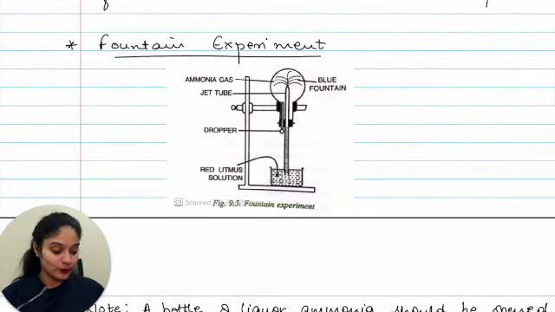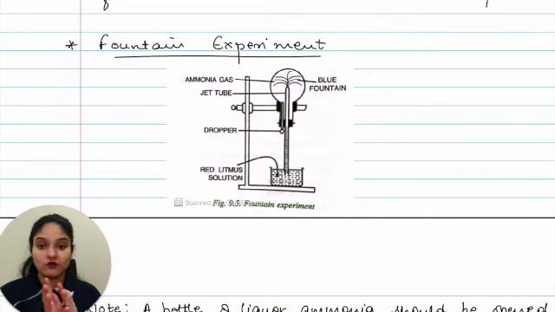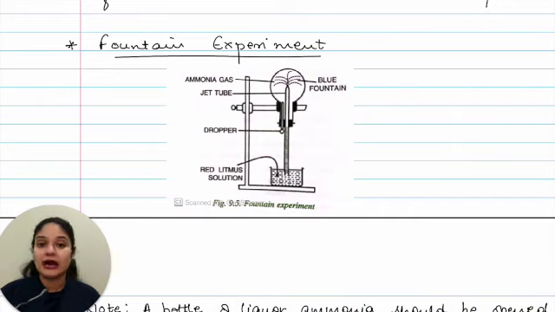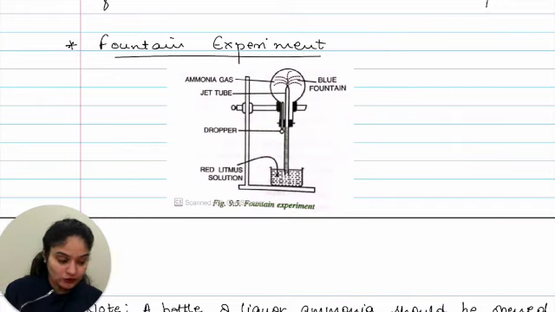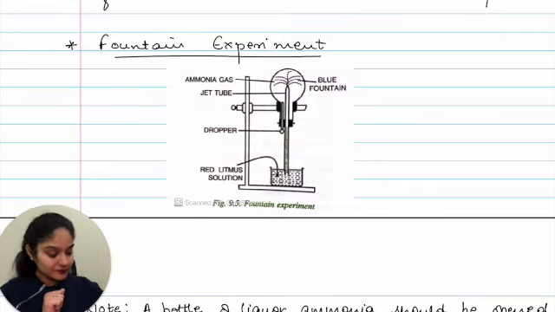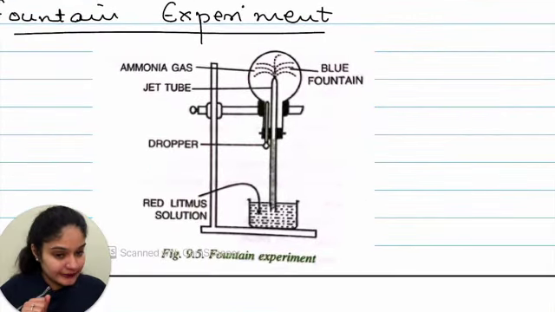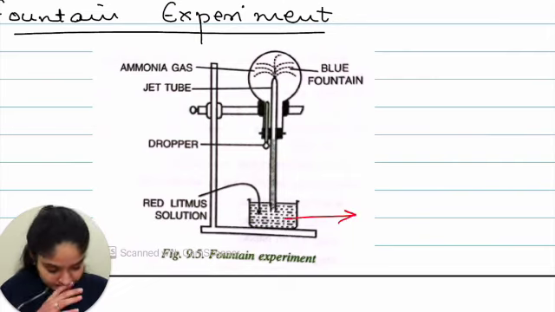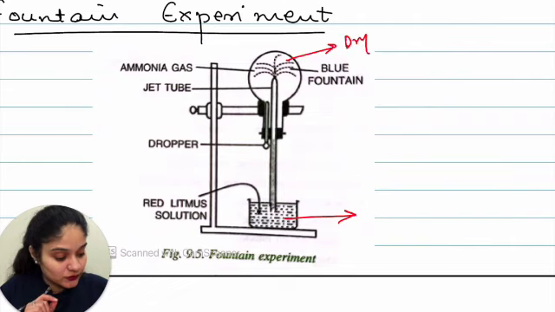Now moving on to the fountain experiment. If you have done HCl, you would remember that the fountain experiment was an experiment to tell us that HCl gas was highly soluble in water. We are doing the same thing here. So you have the fountain experiment to demonstrate that ammonia gas is highly soluble in water. Now let's see. So this is the setup. This contains your red litmus solution. This flask contains dry ammonia.